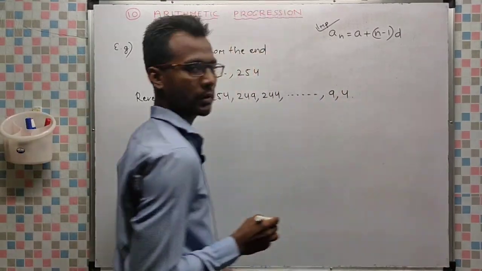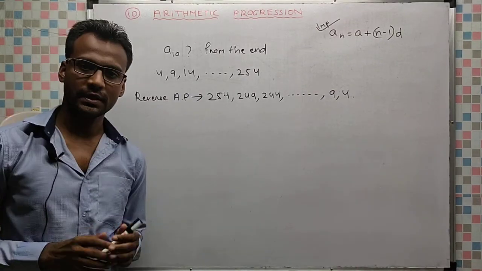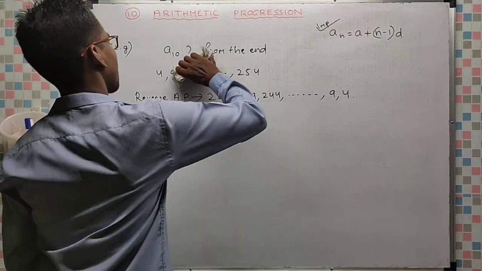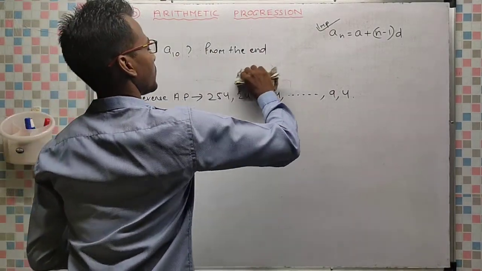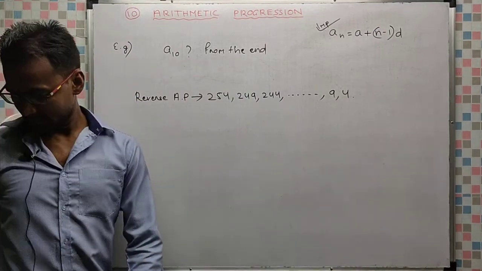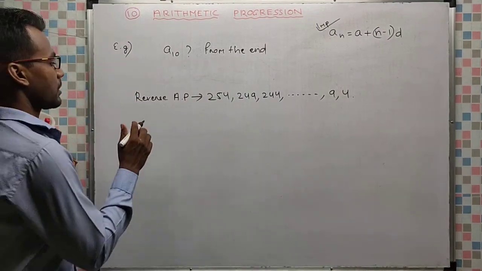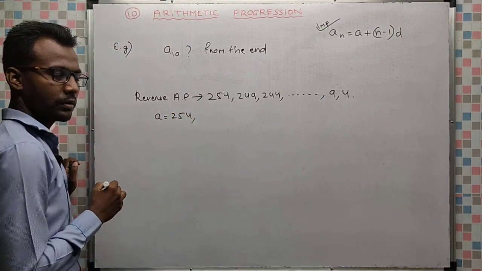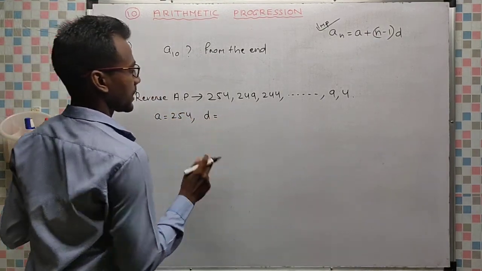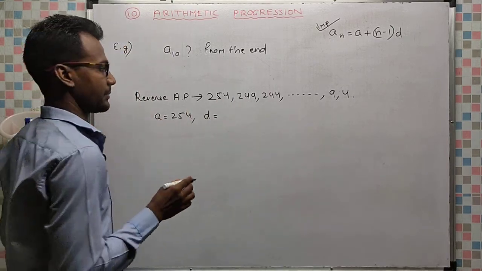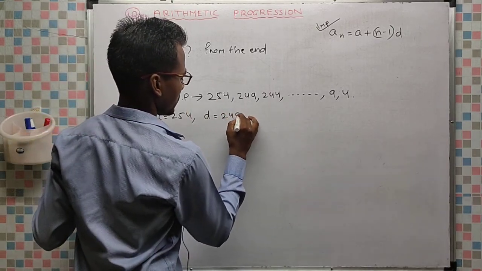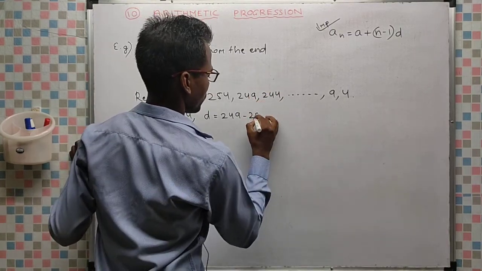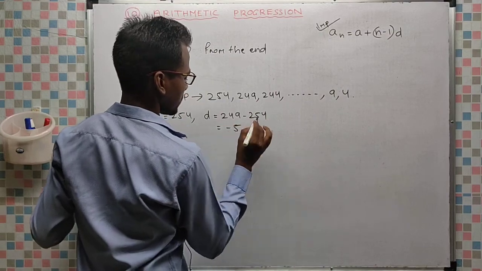Okay. This is the reverse AP. After getting the reverse AP, completely forget the original AP. Now our A, the first term, will be 254. The common difference will be right minus left, always right minus left. So 249 minus 254, which is minus 5.